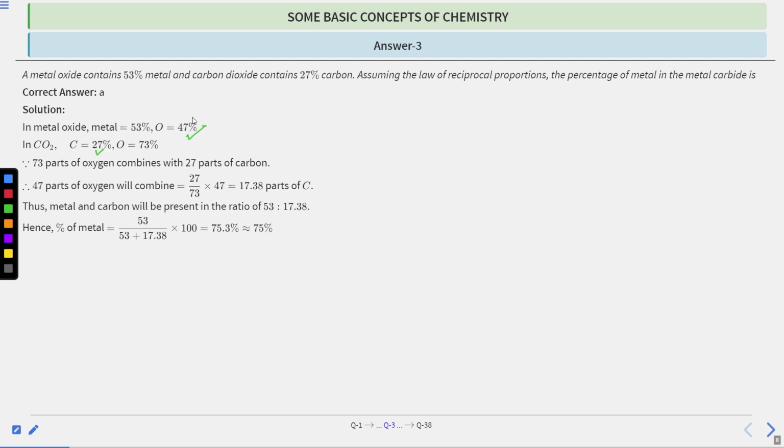therefore 47 parts of oxygen will combine with how much carbon? That is 27 divided by 73 multiplied by 47, which is coming out as 17.3838 parts of carbon. Thus metal and carbon will be present in the ratio of 53 to 17.38. Hence, the percentage of metal in the metal carbide will be 53 divided by the sum of 53 and 17.38, multiplied by 100 for the percentage, and it is coming out as 75%.